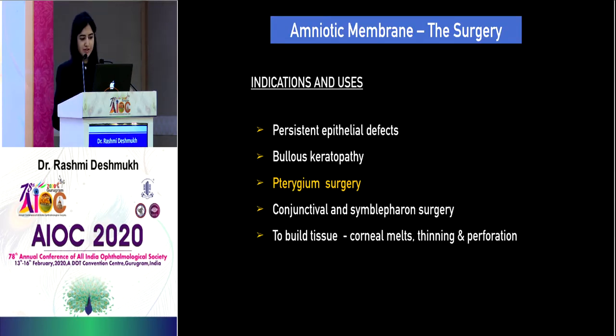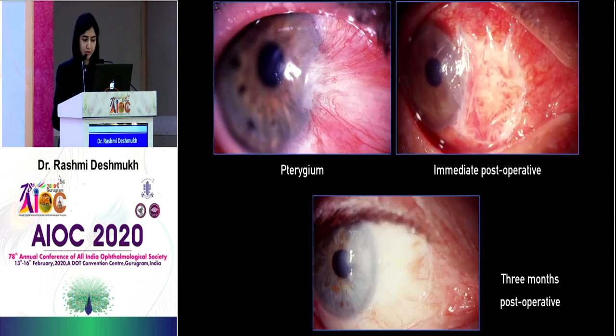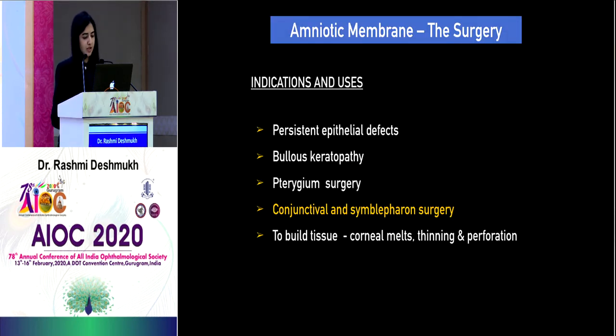Next indication is pterygium surgery. Whenever conjunctiva is not available for a conjunctival graft, then amniotic membrane can be used, such as in cases of recurrent pterygium. So this is a case where there is a large and fleshy recurrent pterygium on the temporal side. An amniotic membrane graft was done after pterygium excision, and 3 months post-operative, we can see that it has completely healed. It can also be used for conjunctival and symblepharon surgery.